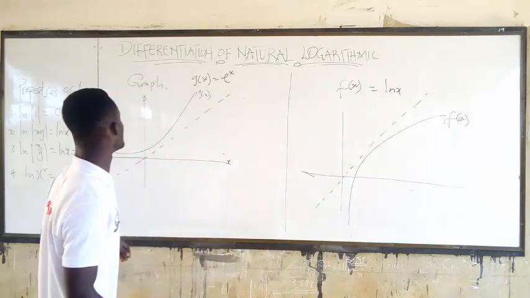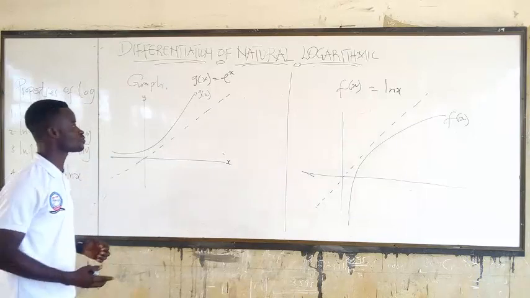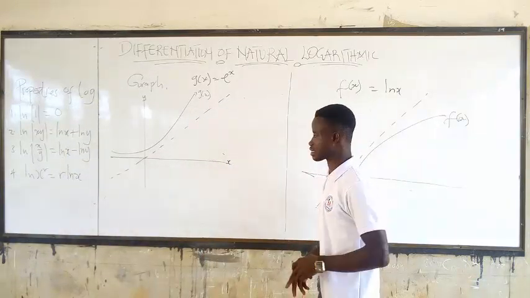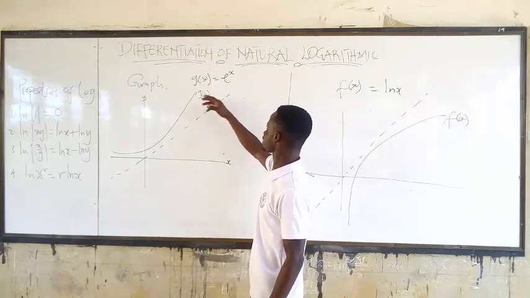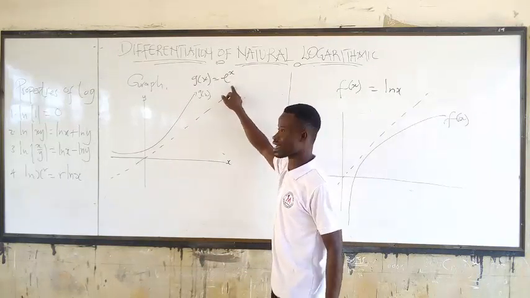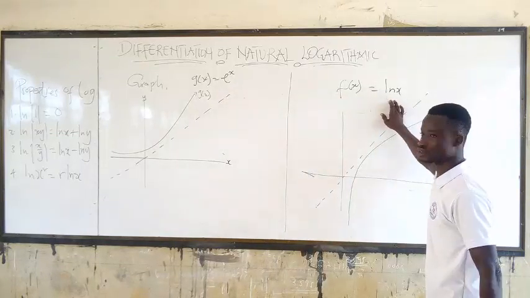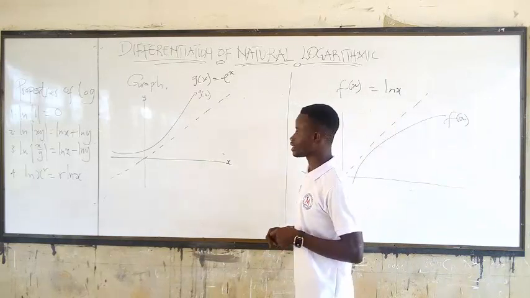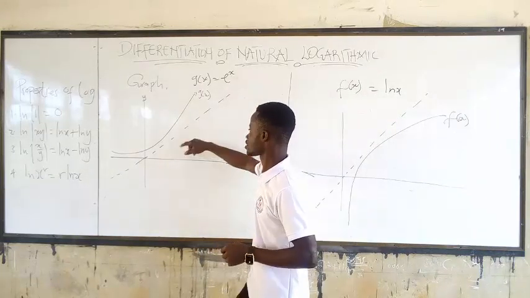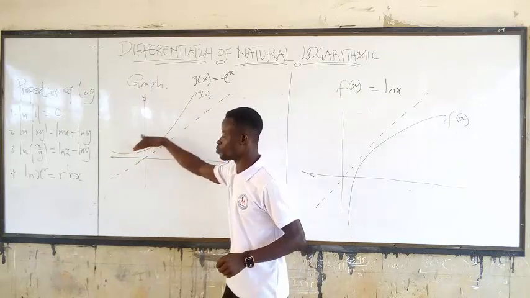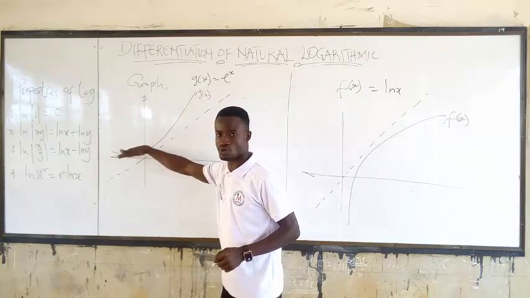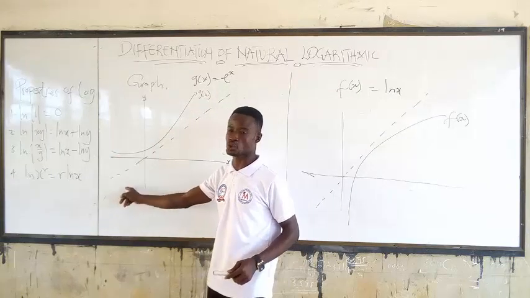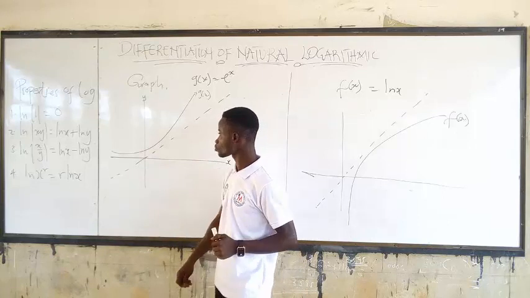So let's first look at the graph of the natural logarithm before we come back to the properties. We know that this is e raised to the power of x, and this is ln x. Let's see the difference between these two. If you have e raised to the power x, this is how the graph will be, but there is an asymptote here. I hope you can see the asymptote.